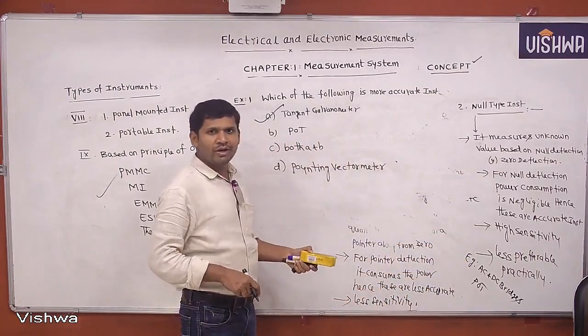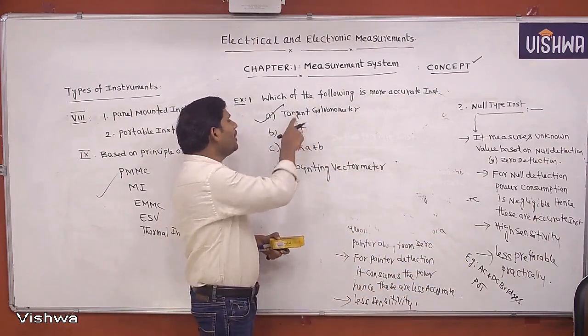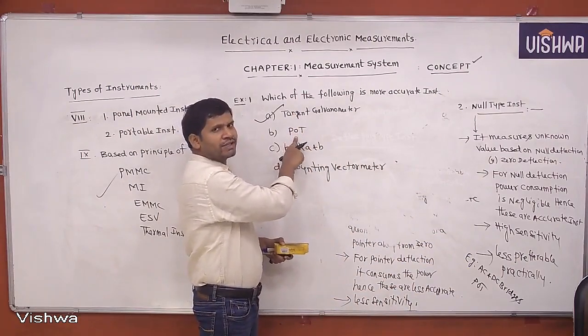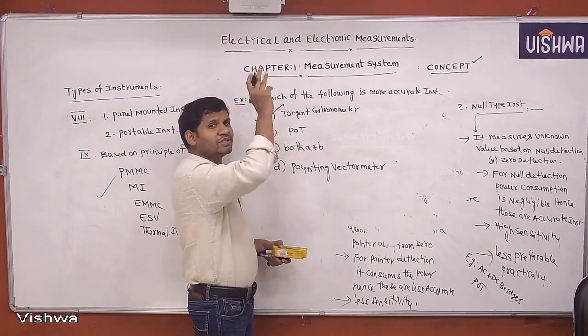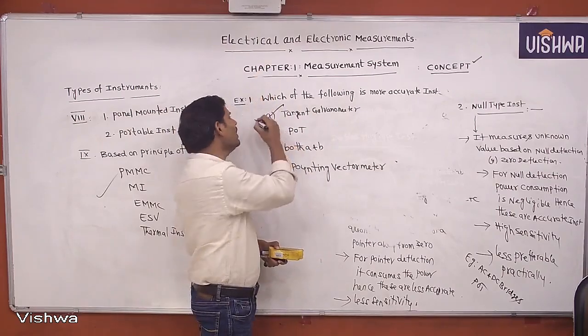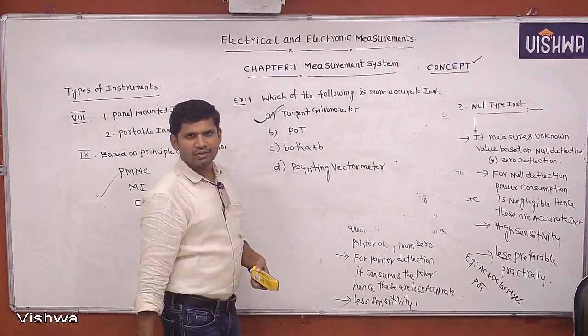But even though potentiometer is accurate, if you compare it to tangent galvanometer, potentiometer is which instrument? Secondary instrument. Tangent galvanometer is which instrument? Absolute instrument. Absolute instruments are more accurate as compared to secondary instruments. That's the reason why tangent galvanometer is the accurate instrument.